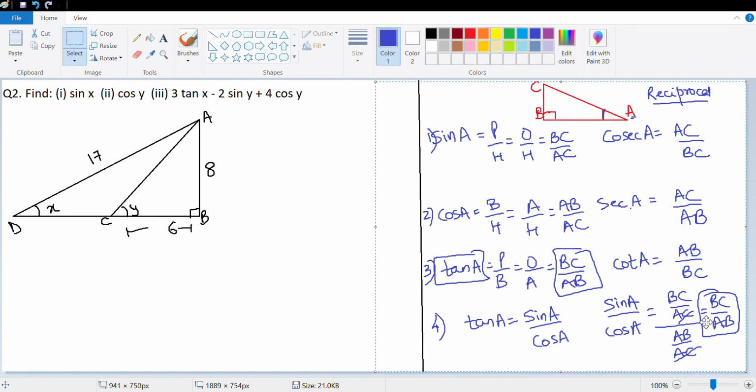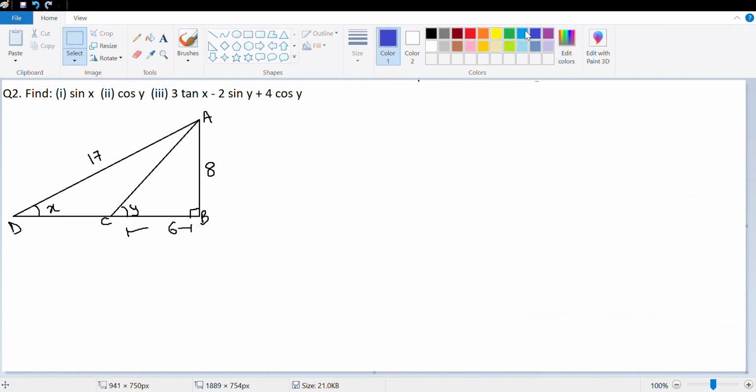Good. Let's look at the question. This is question number 2 in exercise 22A. Now we need to find this if I need to find any relation for y. Similarly, I need to find this length so that I know the total of BD.